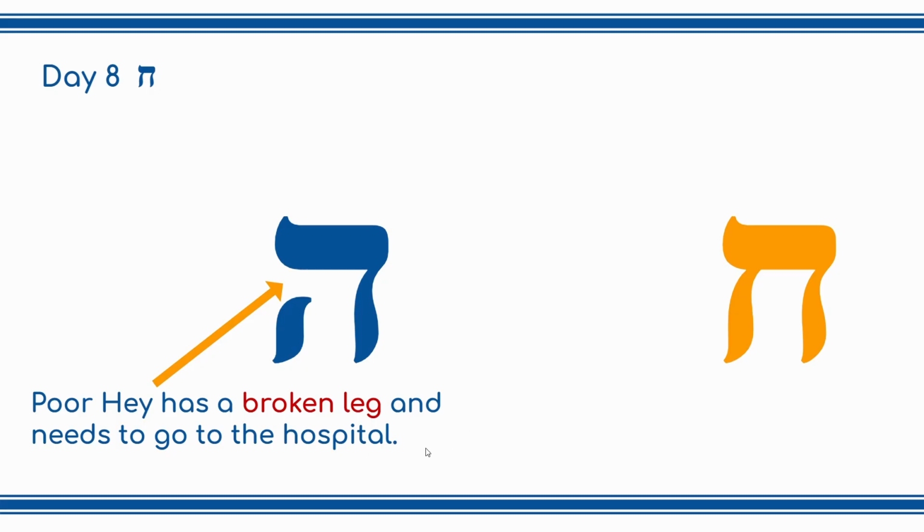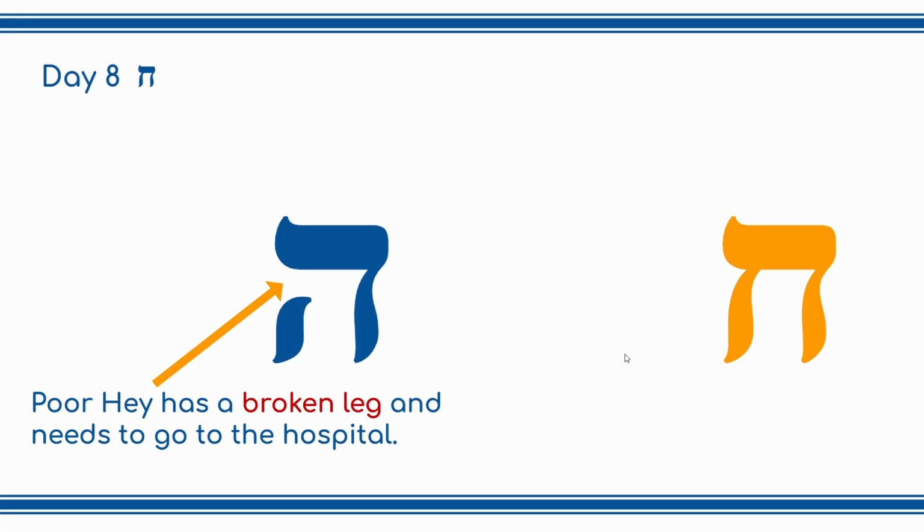The other thing you can use to remember the letter Hey is that poor Hey has a broken leg and needs to go to the hospital because there's a gap here. So it looks kind of like Hey's leg is broken because Chet's leg is not broken. So you can use that also as a way of remembering the differences between these two letters.